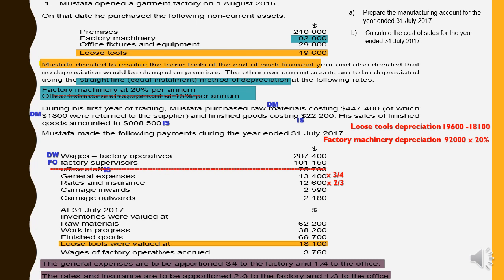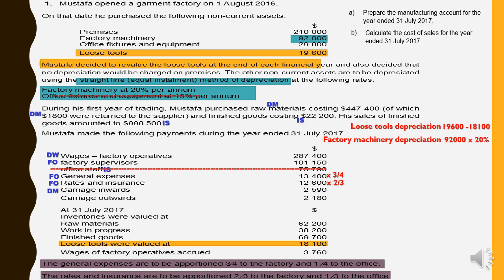Next one is general expenses. General expenses, the 3/4 portion will go to factory overhead. The balance is income statement, but we don't care about the income statement. Rates and insurance also factory overhead, the 2/3. The balance 1/3 is income statement because it's for the office.